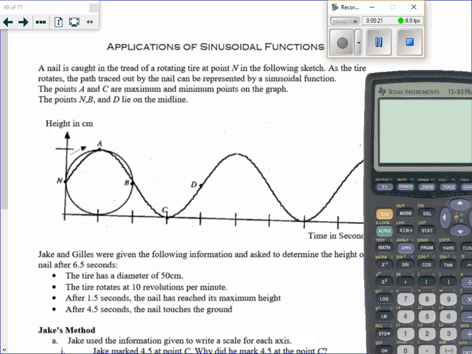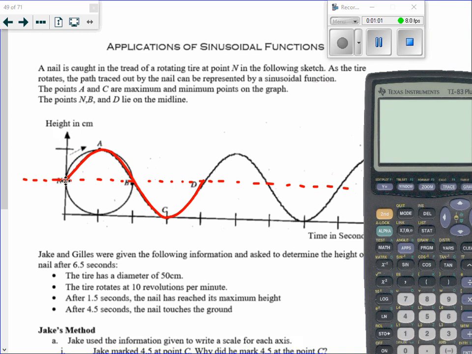So the first example is a nail caught in the tread of a rotating tire at point N. And you can see how they have represented that situation, because a tire rotating around and around and around the circle is just represented by a sine graph. You can tell that this is a sine graph because it starts at where would be your midline, right through there. And you can see that it is going from there up to its maximum point, down to its minimum point, and that would be one period of that sine function.